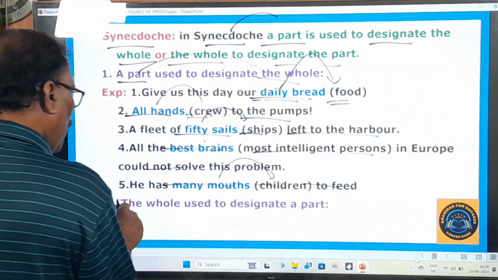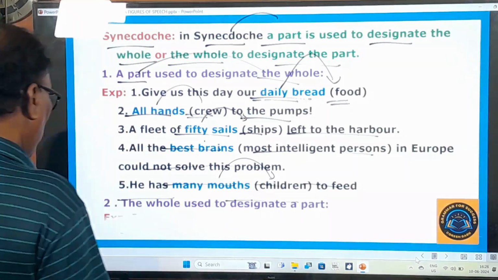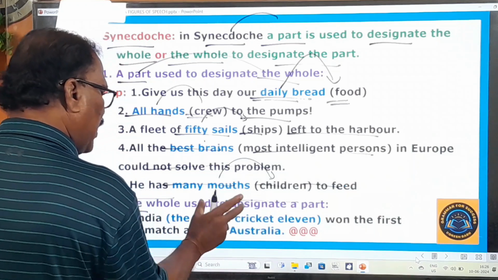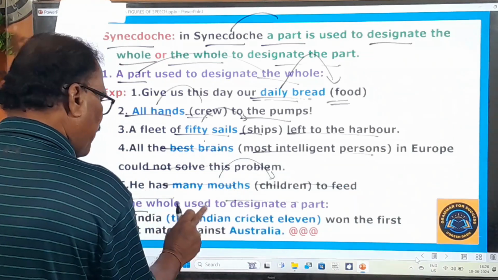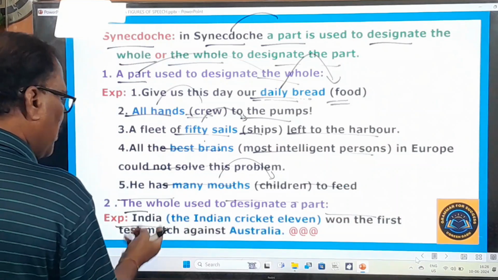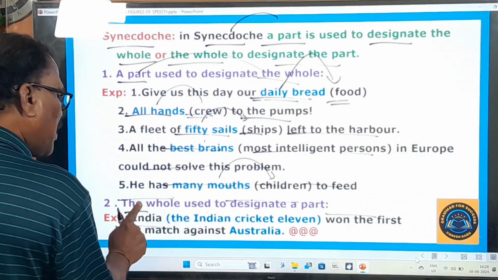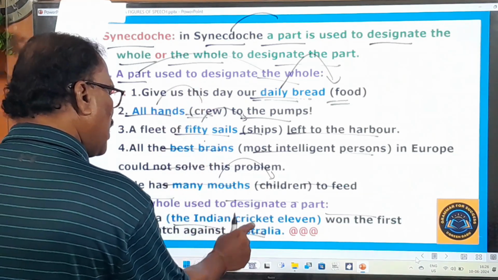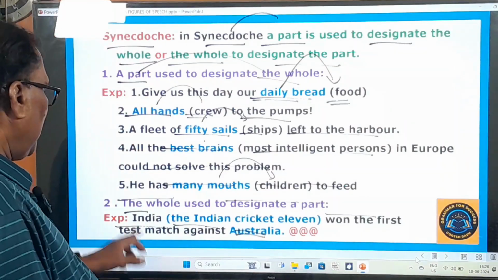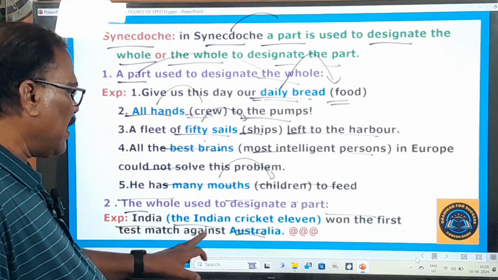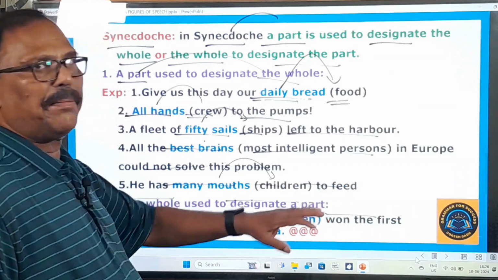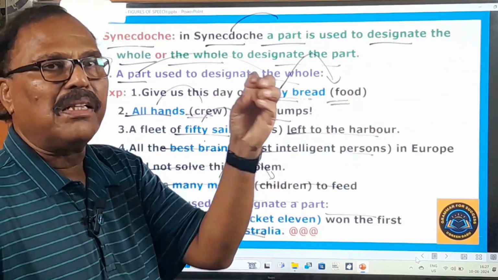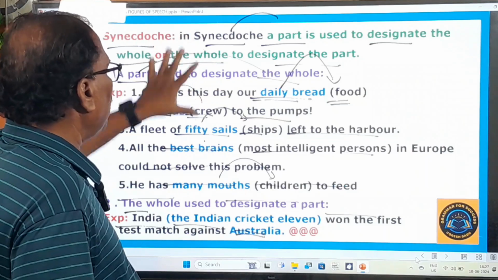And another thing is that the whole is used to designate a part. How? One example is given here. India means the Indian cricket 11. India won the first test match. You are talking about the test match, so India means what? The Indian cricket 11. And against Australia, Australia means the Australian cricket team. So in this way, a part is used to designate the whole, and the whole is used to designate the part. This point you have to understand from this.